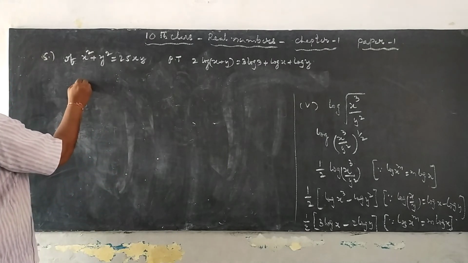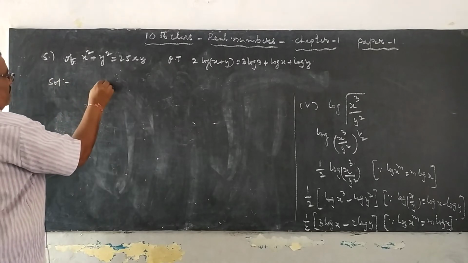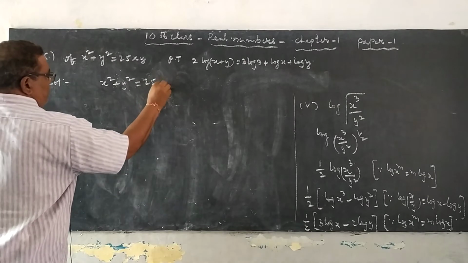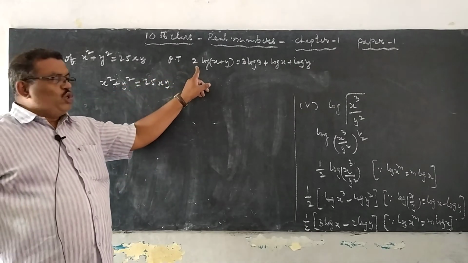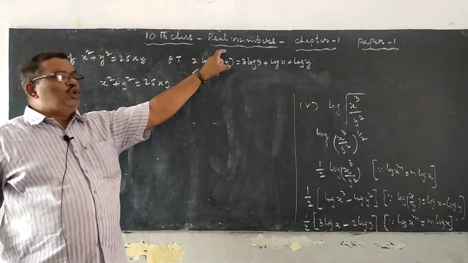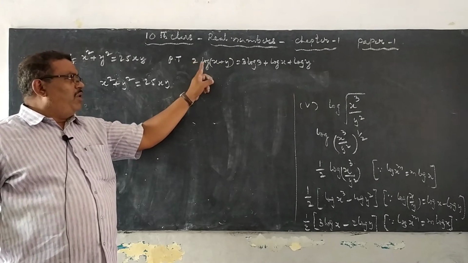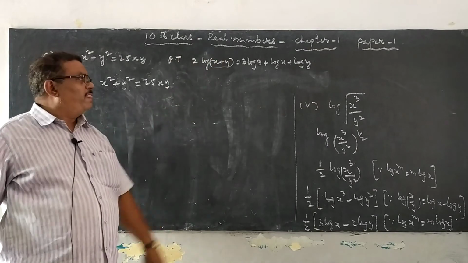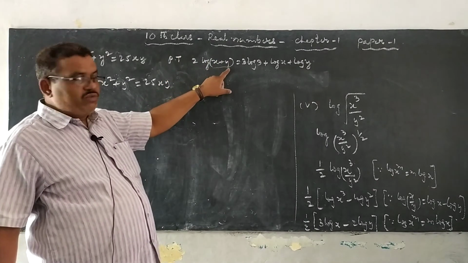One time see. Let us take the given one: x square plus y square equal to 25xy. One time just think the solution. 2 log x plus y, transpose 2 to the power: m log x can be written as log x power m. So it can be written as log x plus y whole square.